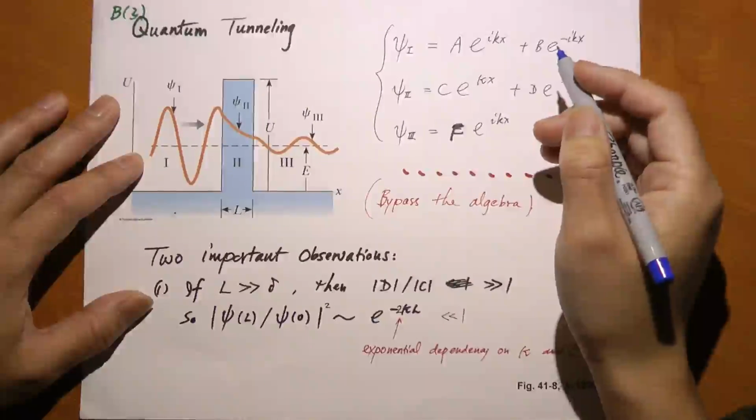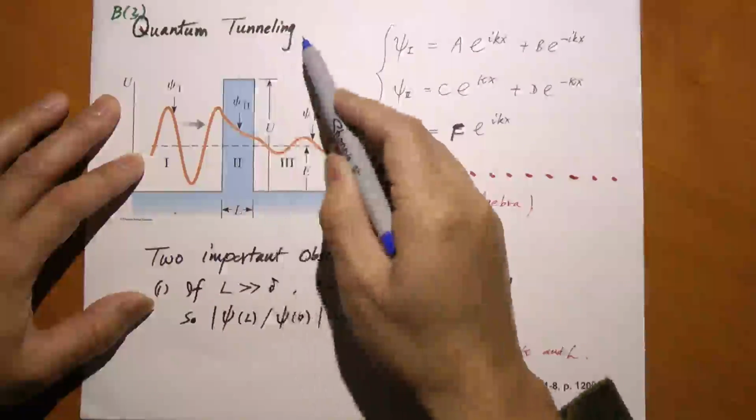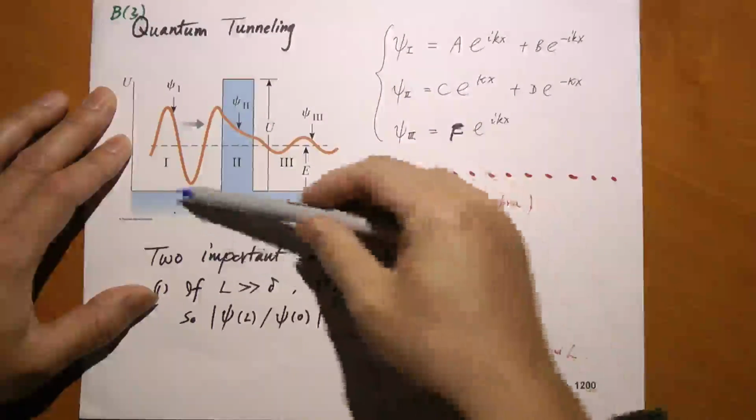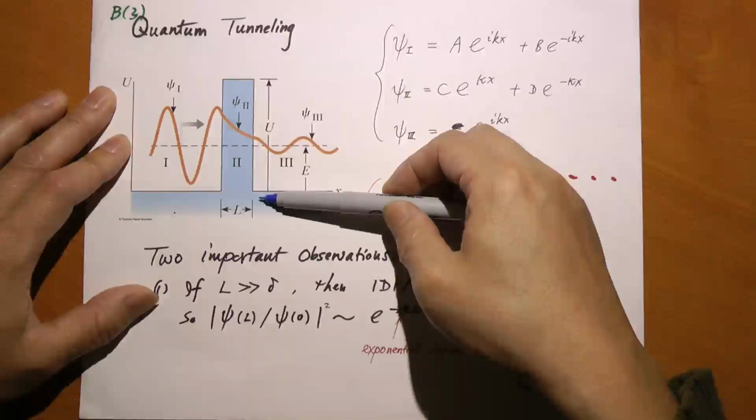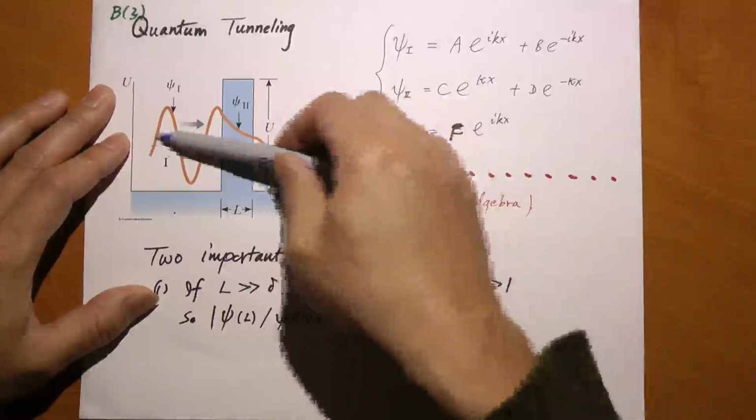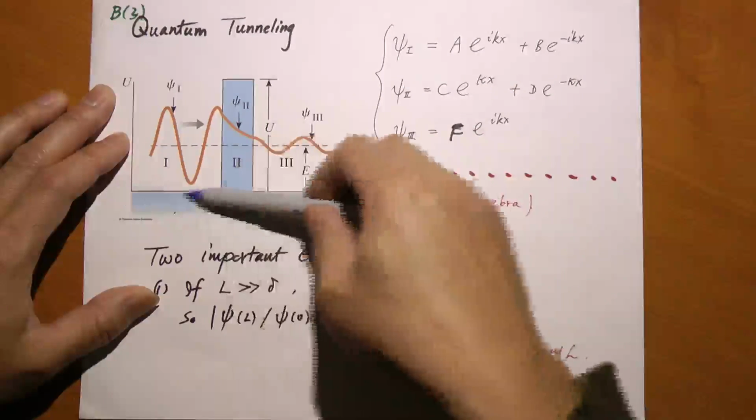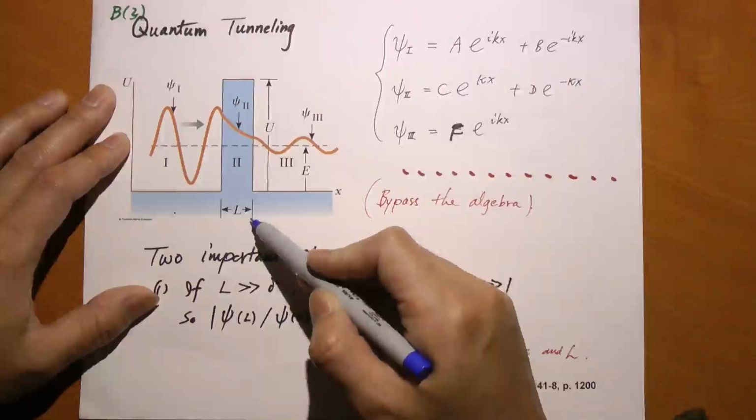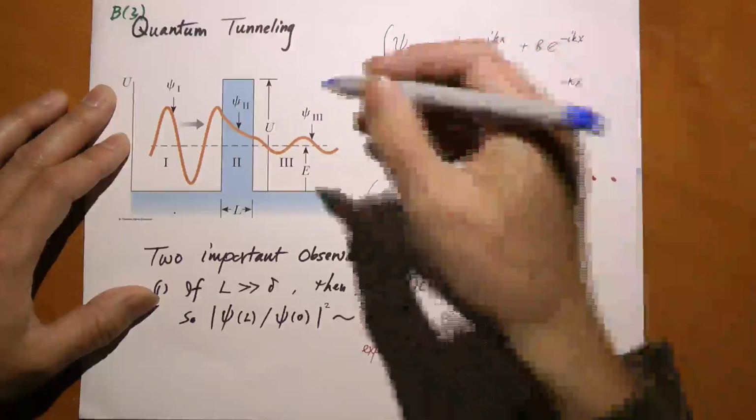Our third example of unbound state is the so-called quantum tunneling. This is also very important. So this time, I don't have a step anymore. Rather, I have a finite region where there's a potential barrier. And this potential barrier can be higher or lower than the energy of the particle. Besides the potential barrier, the potential is U equal to 0 everywhere else. Let's say the width of the barrier is L, and the height is U naught.